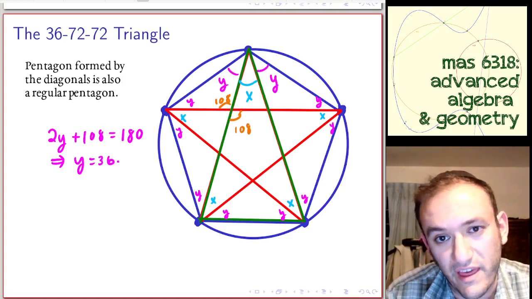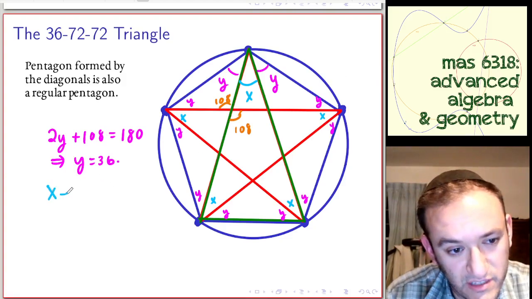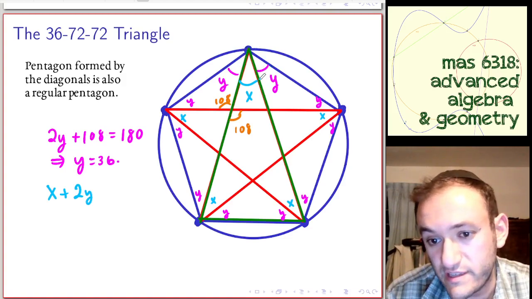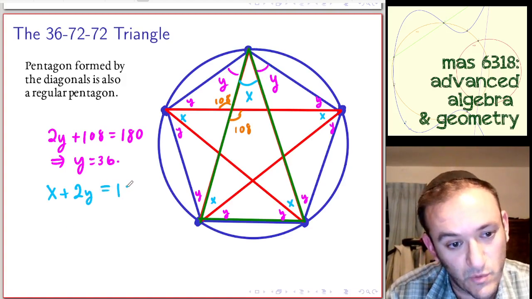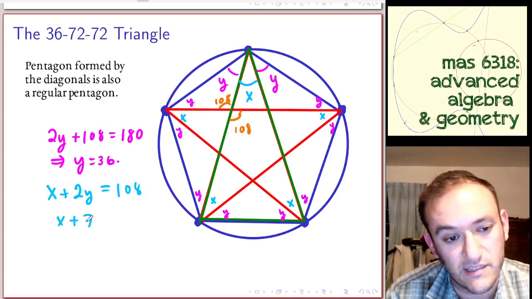And we know that x plus 2y is equal to the entire angle of this pentagon. So that tells me it's 108. We know y is 36. So x is 72.